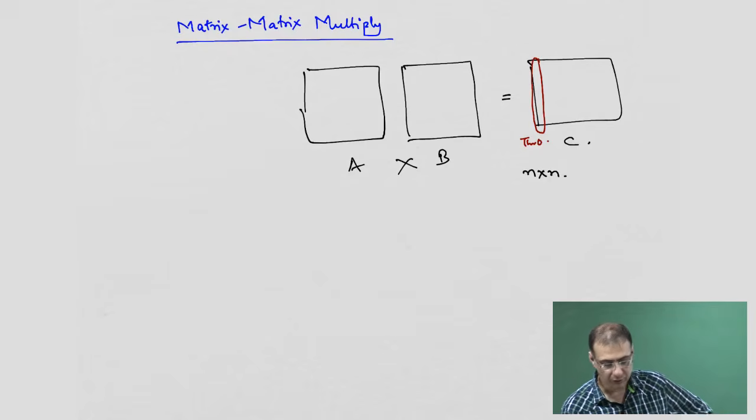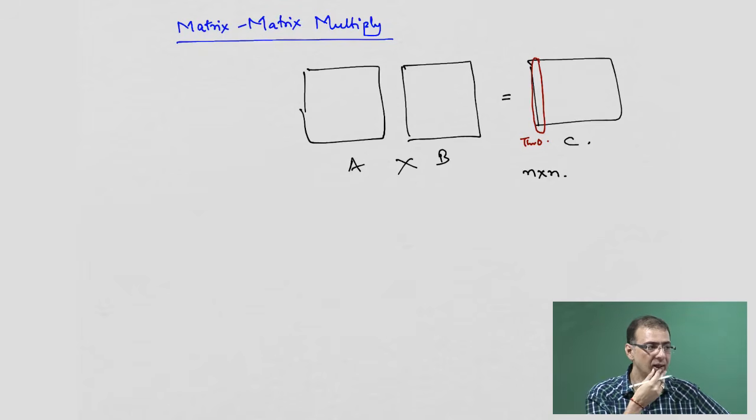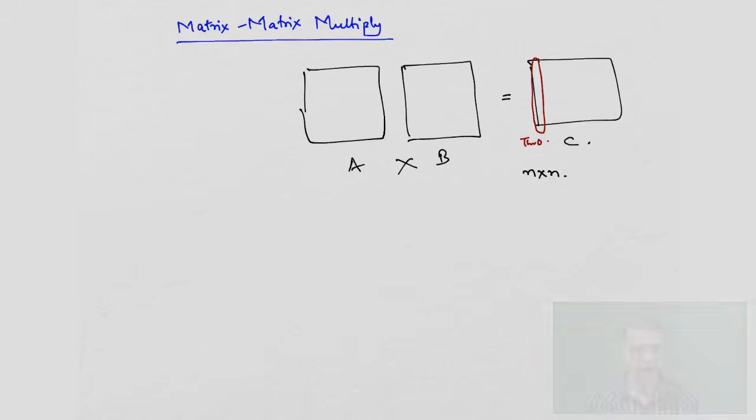What does thread 0 need to fill up these entries? The entire A and the first column of B, right? That's a matrix vector product. A times the first column of B will be the first column of C. So essentially what I'm doing is the matrix vector product. I take this entire matrix, multiply it with this column, and generate the column of C.